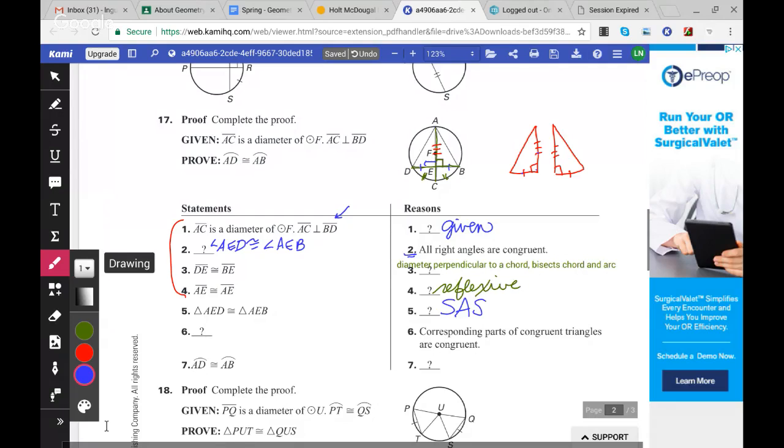All right. Reason number 6 says corresponding parts of congruent triangles are congruent. Do you remember our short way to say that?